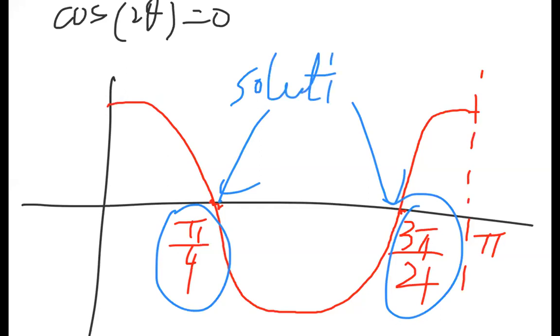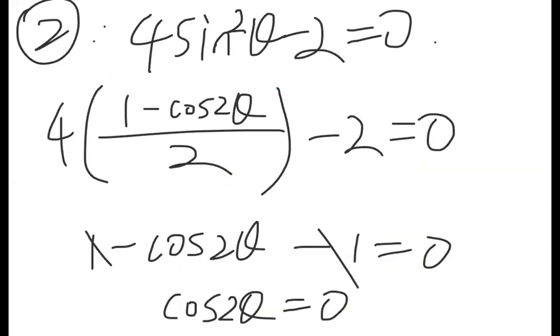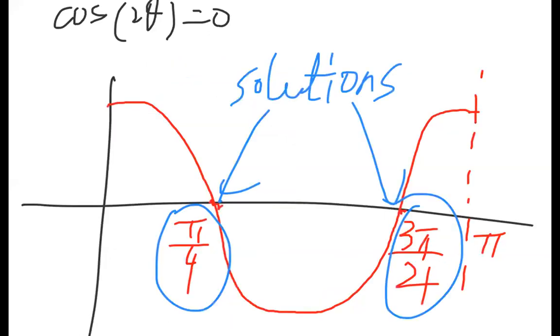So now you have the solutions for cosine of 2 theta equal to 0, which basically is the solutions for our original equation, 4 times sine square minus 2. Right? Next one.